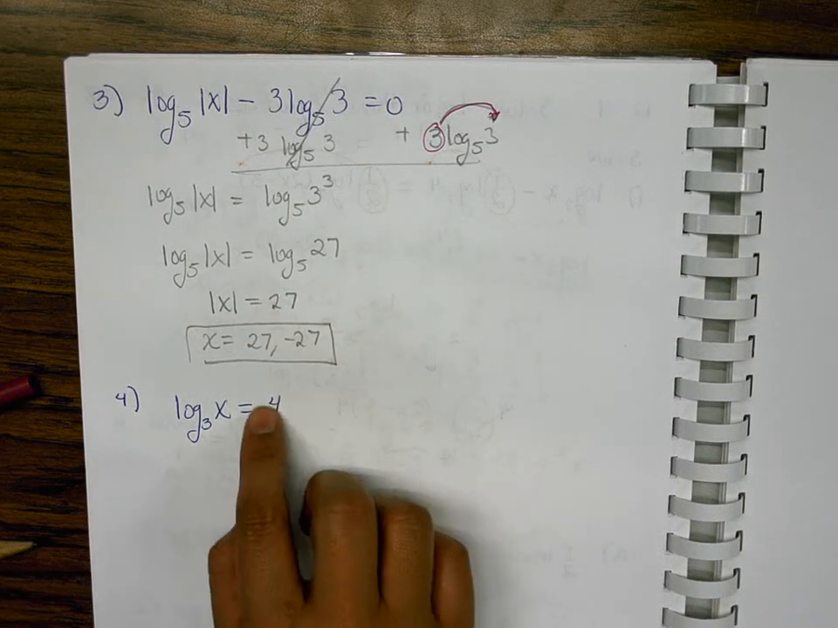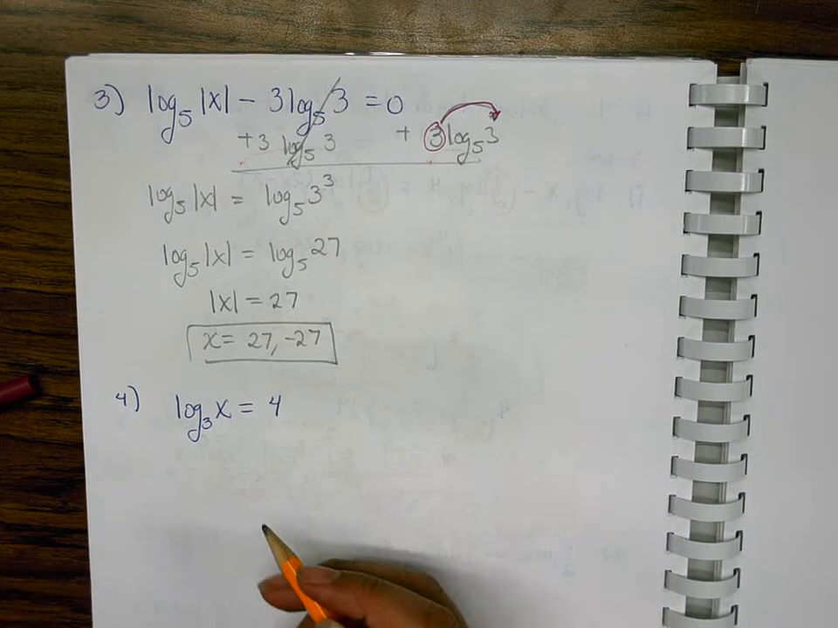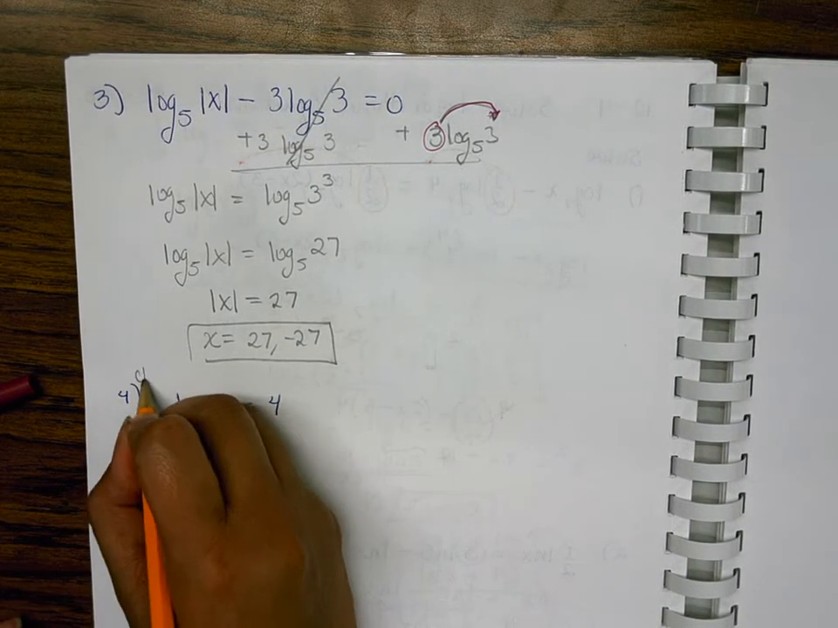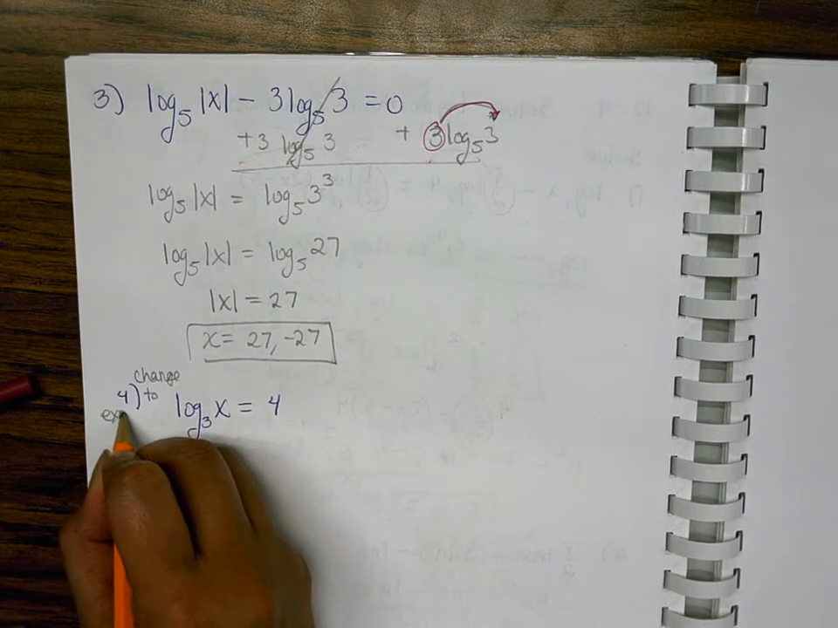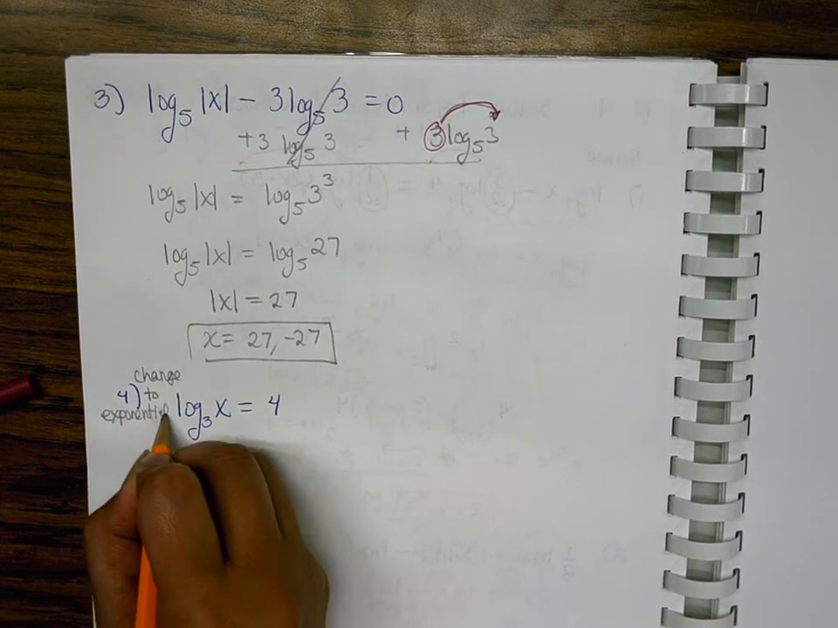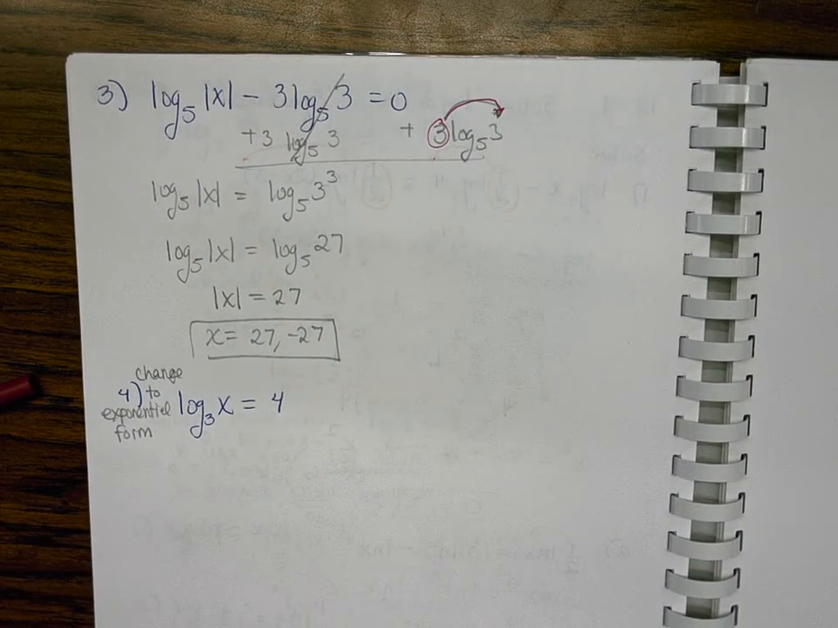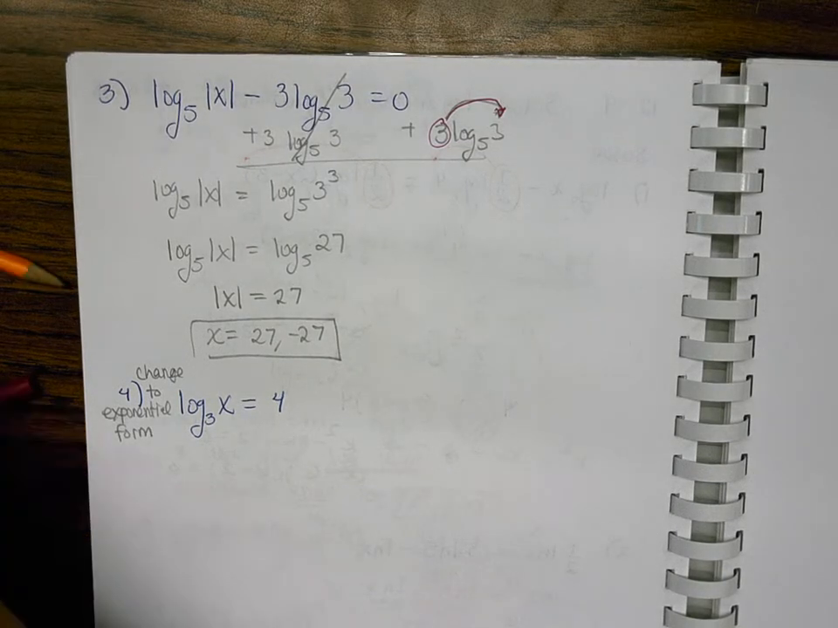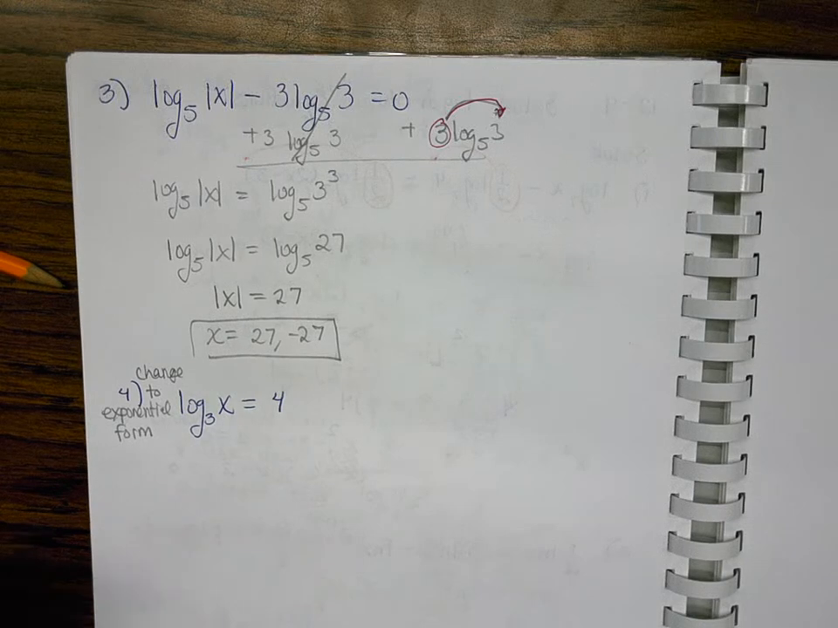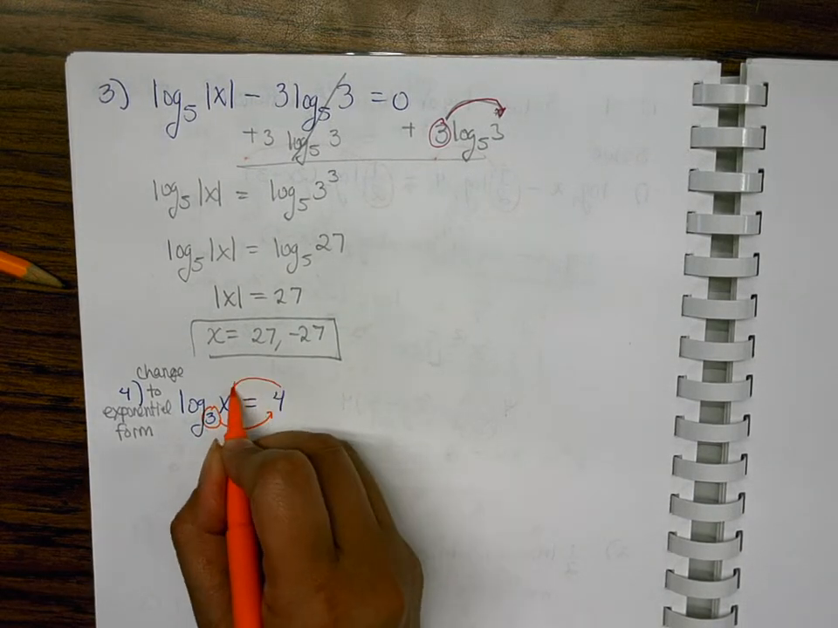When that happens, you have multiple choices. You could convert this to a log. It takes a little more thinking, but it can be done. The easiest thing to do is change to exponential form. When you have only one log on one side and a constant or a number on the other side, change it to exponential form. Remember, we did that yesterday. It's where you do this.